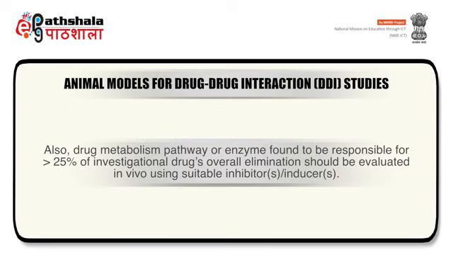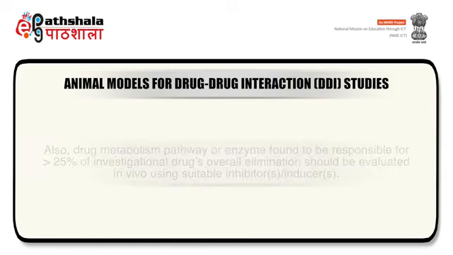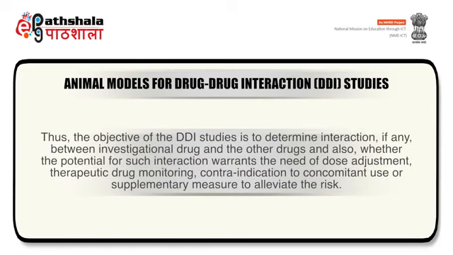Also, a drug metabolism pathway or enzyme found to be responsible for greater than 25% of the investigational drug's overall elimination should be evaluated in vivo using suitable inhibitors or inducers. Thus, the objective of drug-drug interaction studies is to determine the interaction, if any, between the investigational drug and other drugs, and also whether the potential for such interaction warrants the need for dose adjustment, therapeutic drug monitoring, contraindication to concomitant use, or supplementary measures to alleviate the risk.